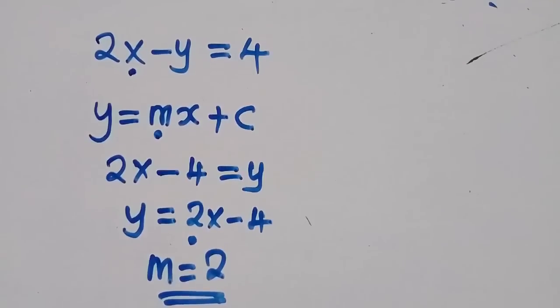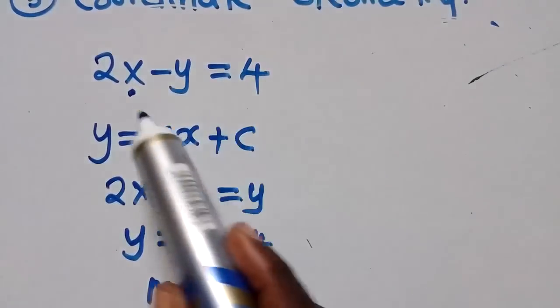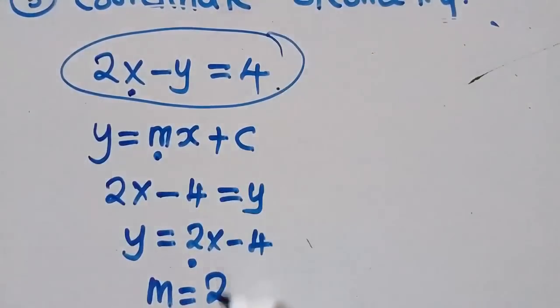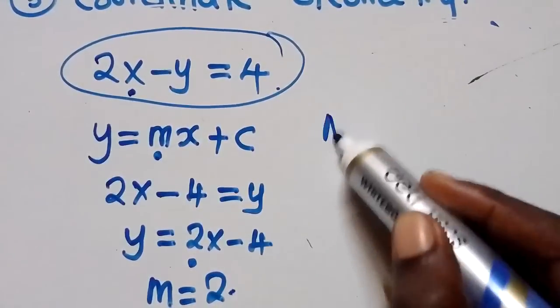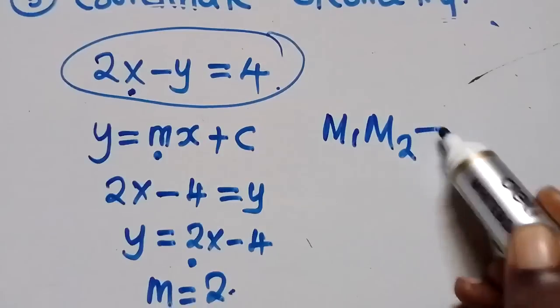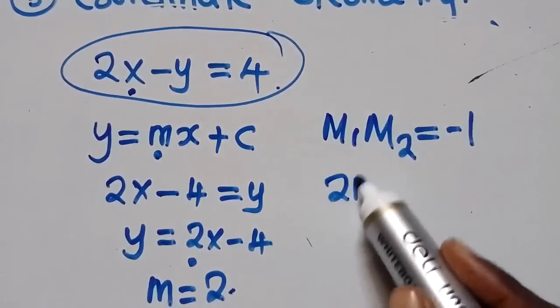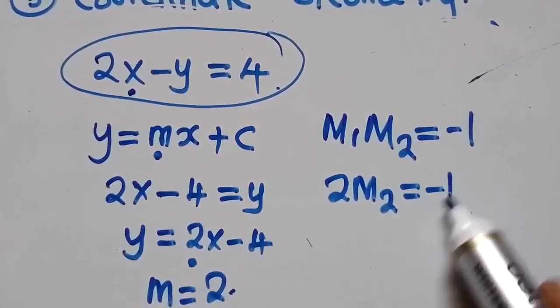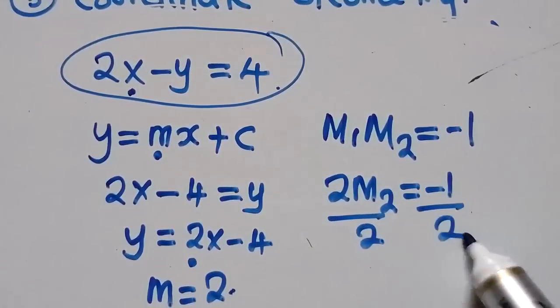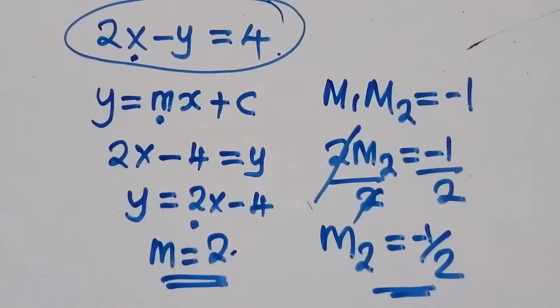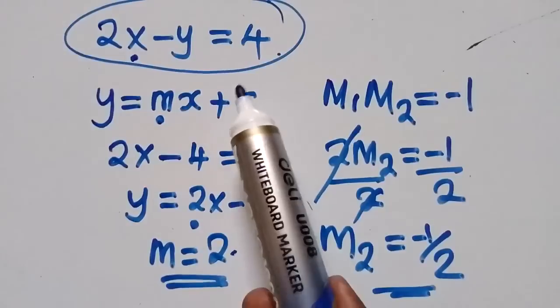Then what if you are taught to find the gradient that is perpendicular to this line? As long as you found the gradient, which is 2, you just say m1 times m2 is equal to -1. Then m1 you found is 2, so 2 times m2 is equal to -1. Divide both sides by 2, this cancels, and you just say m2 is equal to -1 over 2. So this is the gradient of the line that is perpendicular to that.